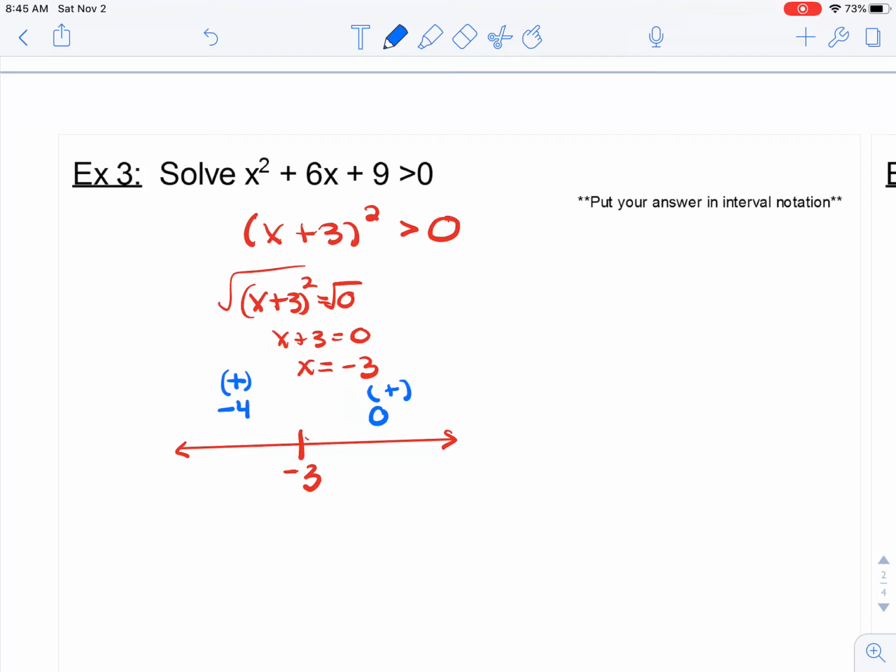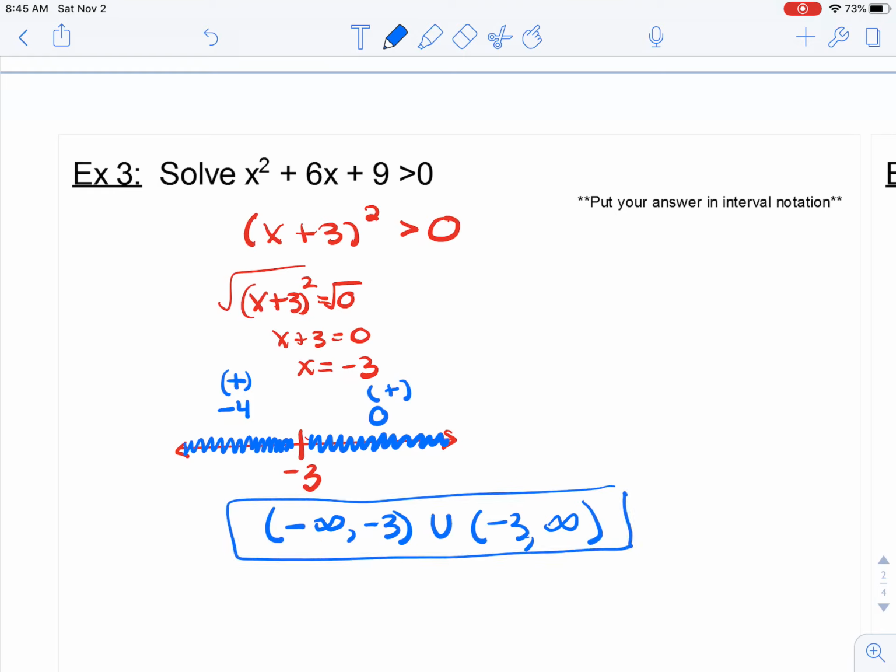So we want all values that are greater than 0. So that would be from all of these negative values to -3, and then to the right, all of these values to infinity. So how would you represent that in interval notation? So that would be from -infinity to -3, and then from -3 to positive infinity.